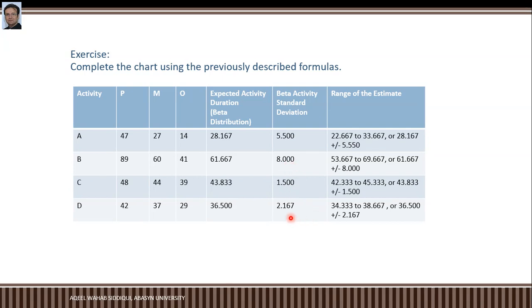So you cannot say here directly that this activity will take 28.167 days to complete, but you can say by adding and subtracting 5.500 with this value that 22.667 to 33.667 this activity will take or can be completed between 22 days to 33 days. So why do project managers need to understand expected duration, range estimates and standard deviations? The main purpose is to use these concepts to better monitor and control projects.